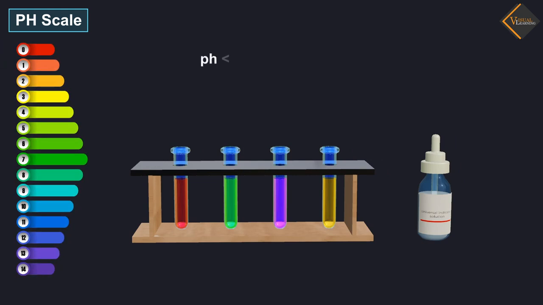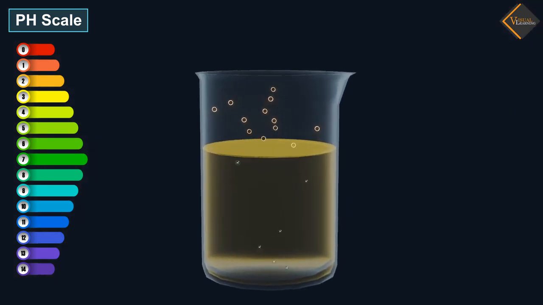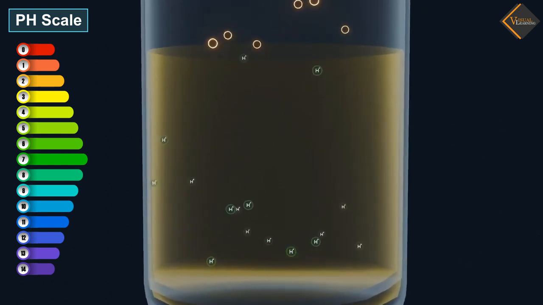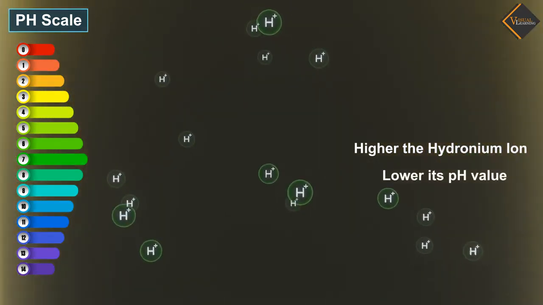If the pH scale number is less than 7, then the solution is acidic. If the pH scale number is greater than 7, then the solution is basic. If the pH scale number is 7, then the solution is neutral. The pH scale number also indicates the presence of hydronium ions in the solution. The higher the hydronium ion concentration, the lower the pH value.